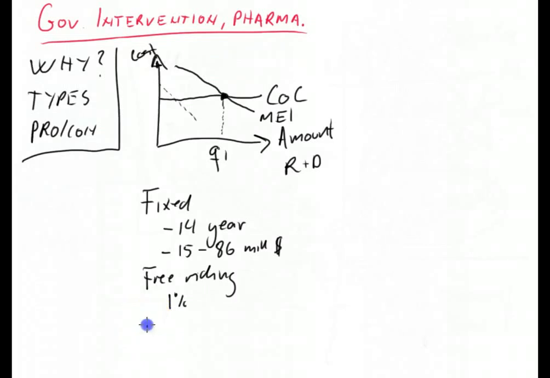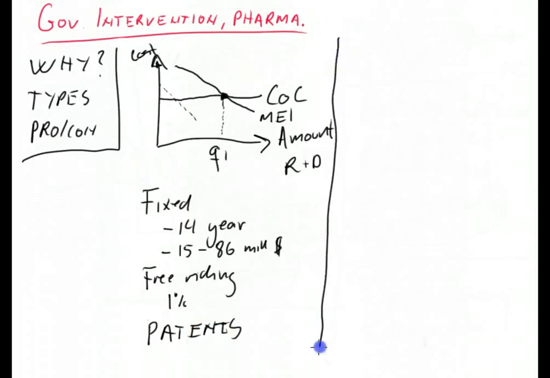We introduce government laws saying that it's not legal to copy someone else's drug. But first of all, this is a form of government intervention to protect property rights. But this intervention also creates another problem, which is you're essentially giving the pharmaceutical company a monopoly. And what happens when you give something a monopoly? What happens to the price?